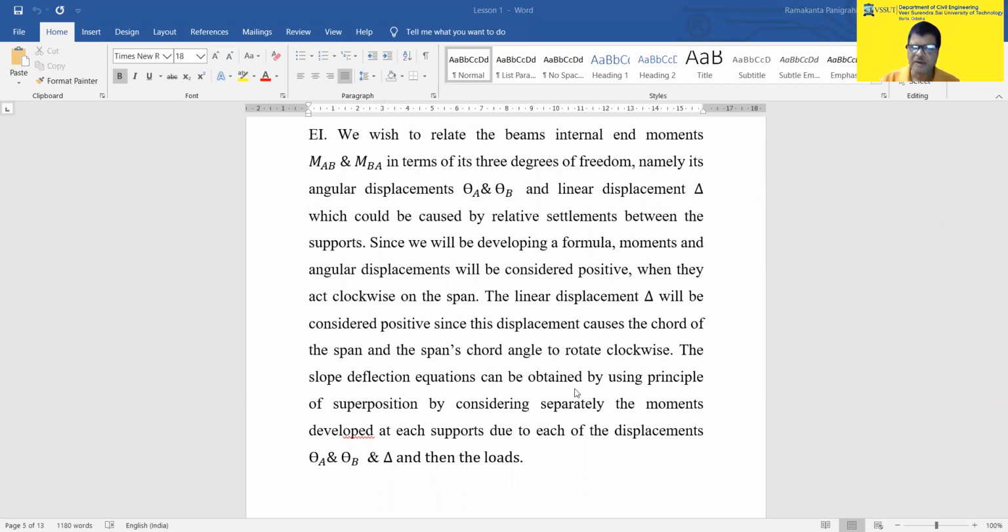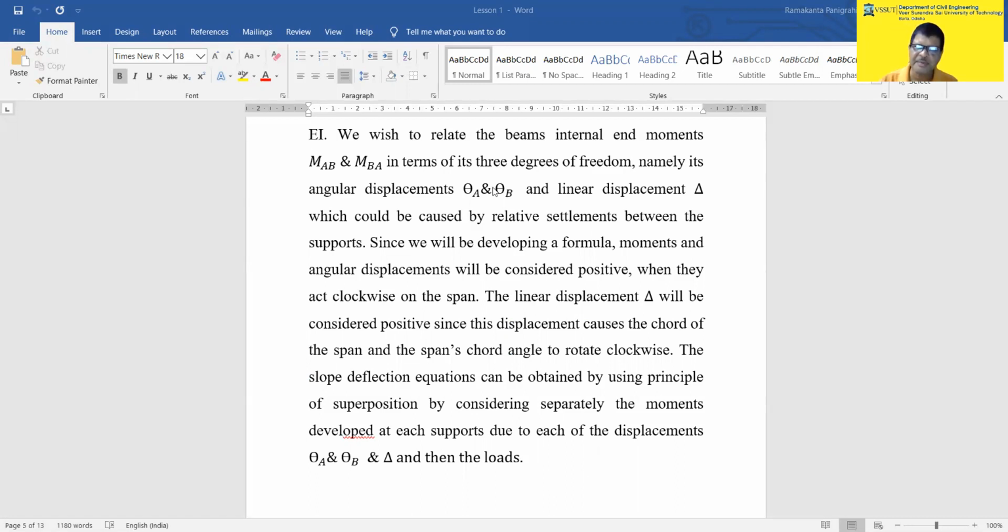The slope deflection equations can be obtained by using the principle of superposition, by considering separately the moments developed at the end supports due to each of the displacements theta A, theta B, and delta, and then the loads. So what is the principle of superposition? That also you have already studied in mechanics. If you are applying loads to a structure, any quantity like your bending moment, your force, or your deflection, found due to individual loads, is equal to the value due to the loads acting simultaneously. So that is the principle of superposition.